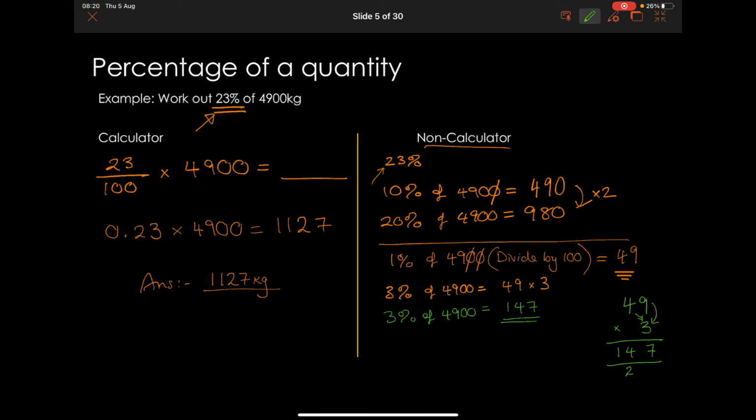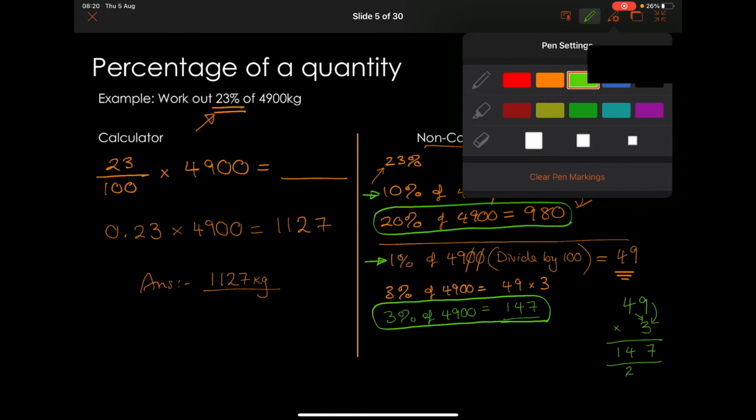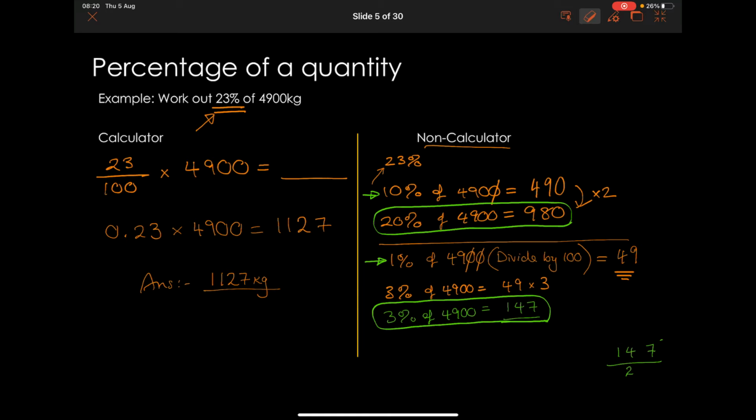So now I don't need this anymore, and I don't need this anymore. All I need is the 20% and the 3%. And I need to add them together. So if you're not confident with multiplying, by the way, just go back to that video that we did and practice. So what I'm going to do now is, because I want 23, I'm going to add the 20 and the 3 together. The 20% is 980 and the 3 is 147.